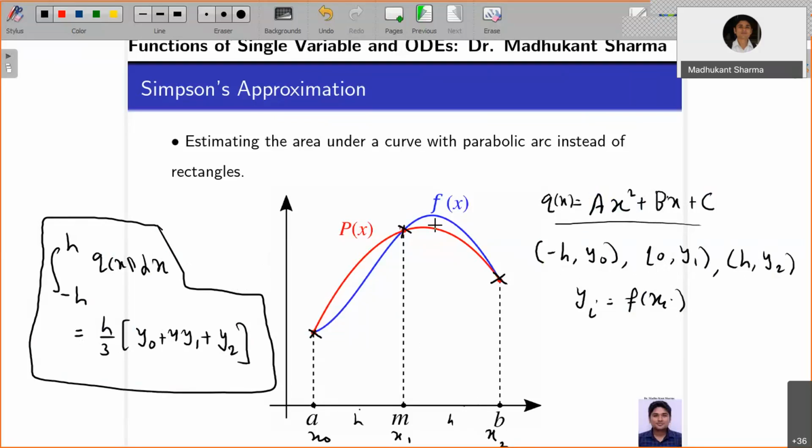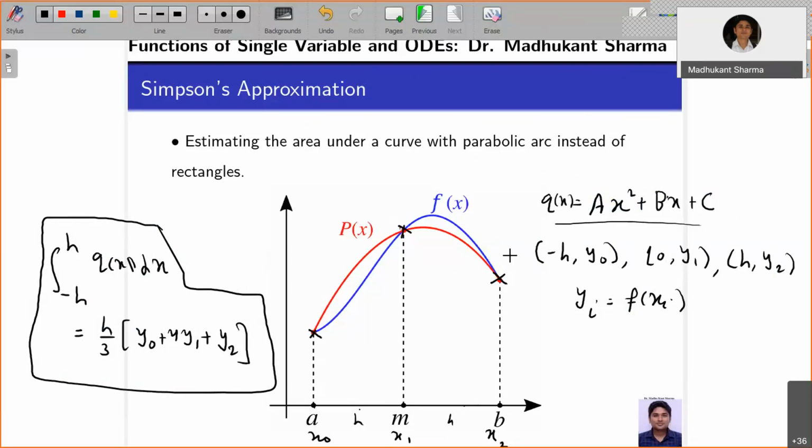Then you can generalize the result for any partition. Then you will get a formula for Simpson's rule. The formula is already available in the book. Now instead of y0, y1, y2, you have x0 y0, x1 y1, x2 y2, and so on, and then you can work with the formula and find out the general formula, or we will state it maybe in the next class.